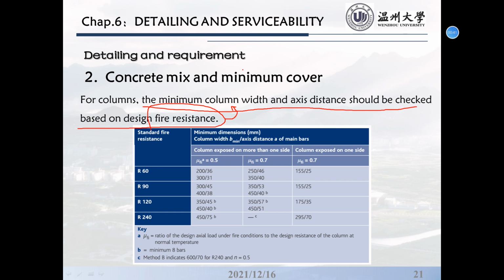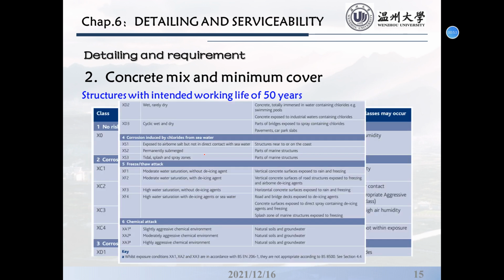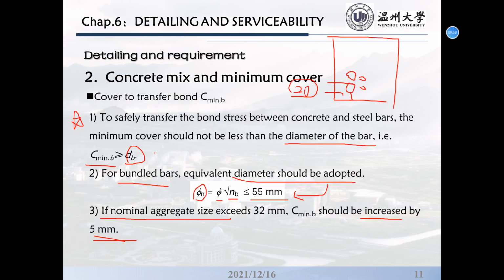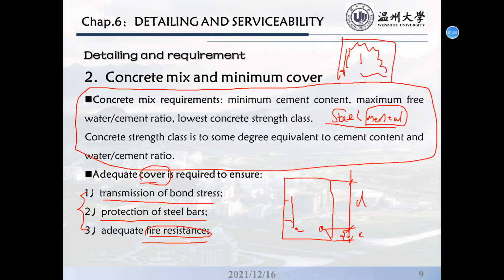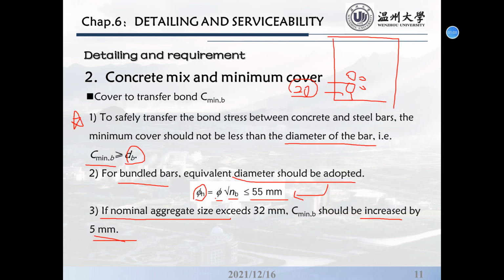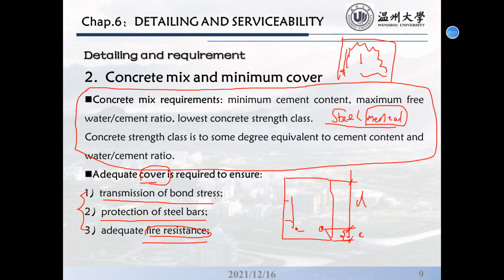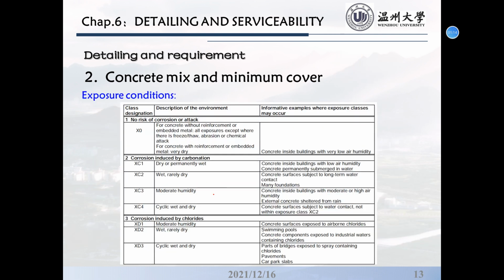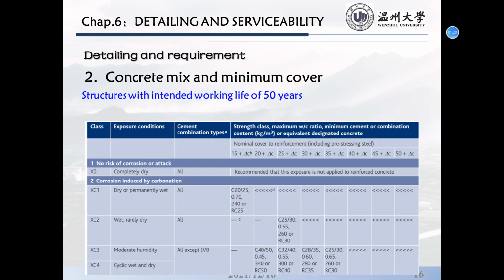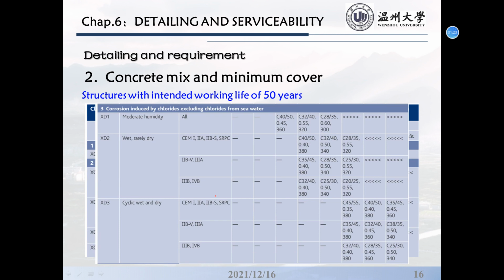For the minimum cover, we need to consider the bond transfer. Bond force can be easily transferred from the concrete. There are three considerations: the transmission of bond stress, and another is the durability. The cover needs to protect steel bars, and what else is adequate fire resistance. And for fire resistance, in column design, we really need to care about these values.